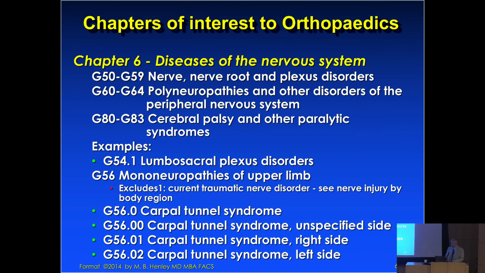So Chapter 6, again, disease of the nervous system, has examples such as nerve and nerve root and plexus disorders, polyneuropathies, carpal tunnel syndrome, cerebral palsies, other paralytic syndromes, and you can see some examples of the codes towards the bottom of the slide.